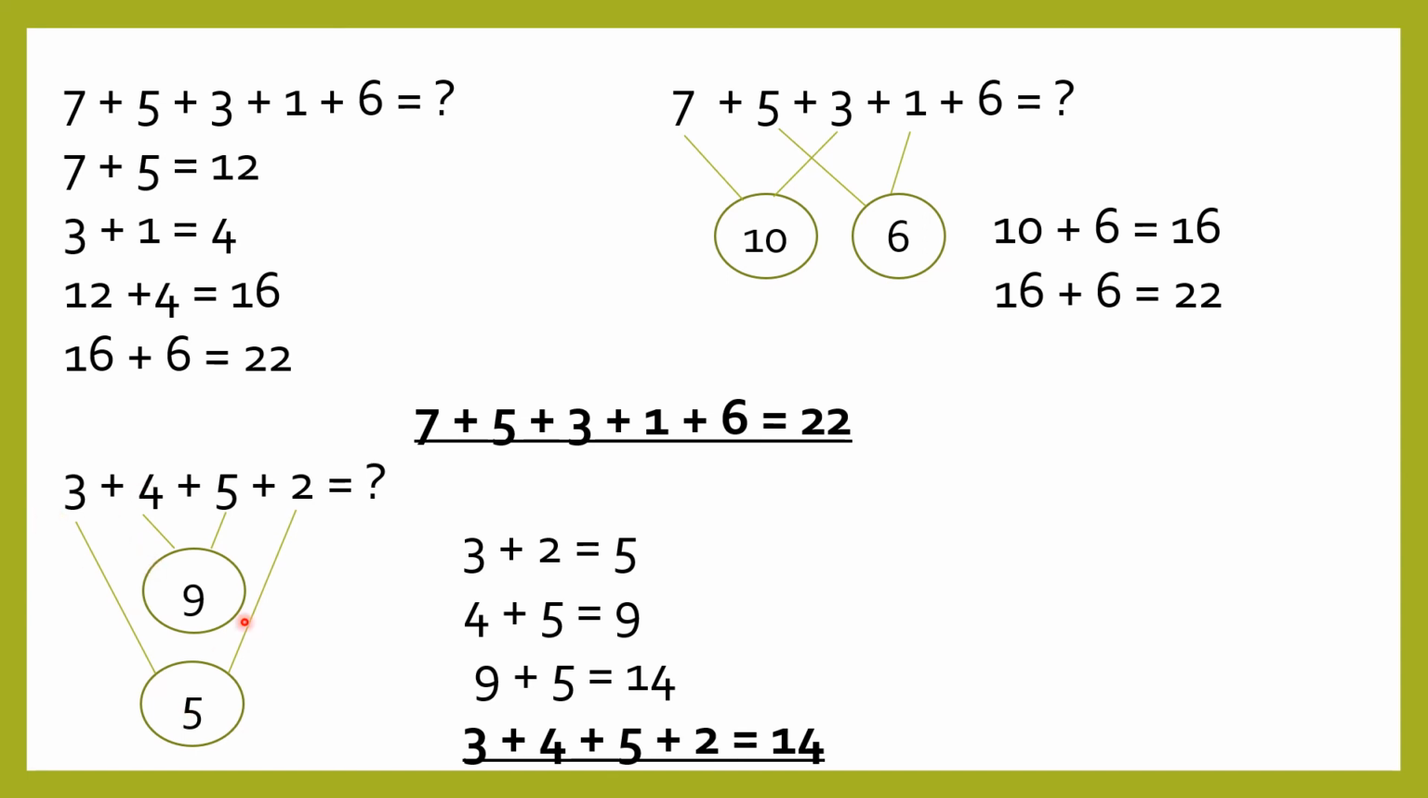3 and 2, I am joining them together to form 5, and 4 and 5, I'm joining them together to form 9. Now once I have joined the numbers together, I'm not going to use these numbers. I'm going to use the new numbers, which are 9 and 5. 9 plus 5 is 14. That means my answer is 14.